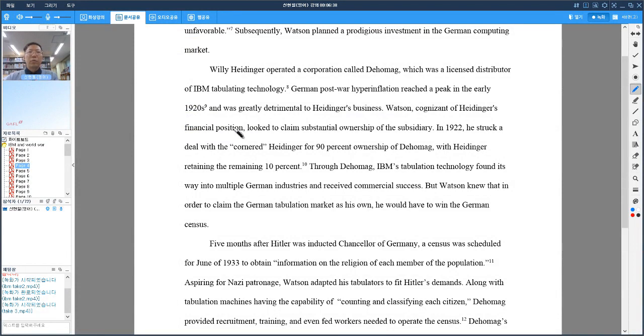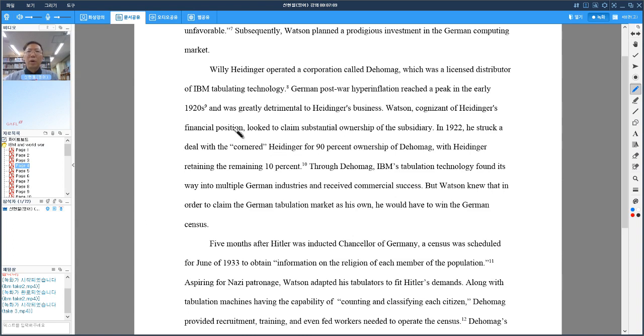Okay, so Willy Heidinger operated a corporation called Dehomec, which was a licensed distributor of IBM's tabulating technology. So there was this person named Willy, and he worked for Dehomec. And he had an official license that allowed them to sell IBM computers into the German market. You need a license in order to officially operate your business. So Willy's job was operating the IBM business in Germany.